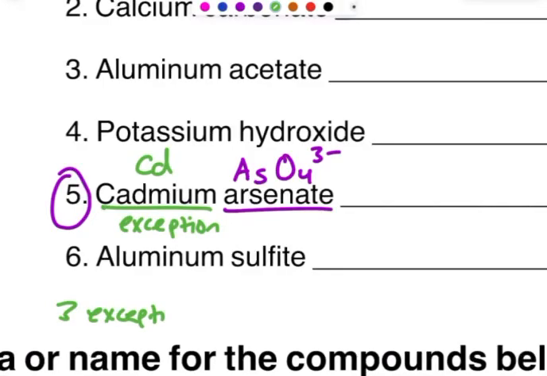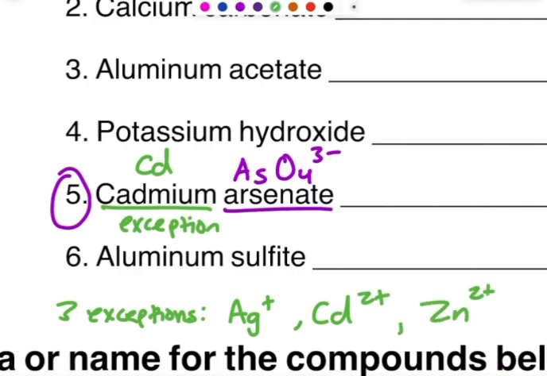to the stock system. Silver, which has a 1+ charge. Cadmium, which has a 2+ charge. And zinc, which has a 2+ charge. So cadmium is 2+ over here.